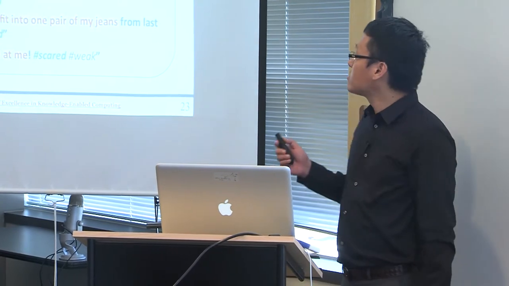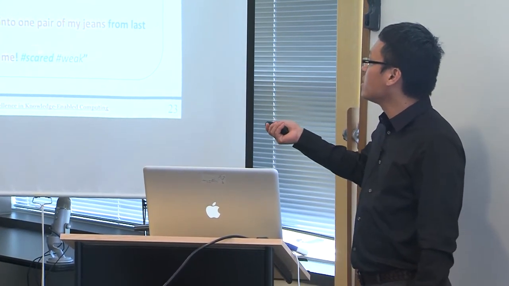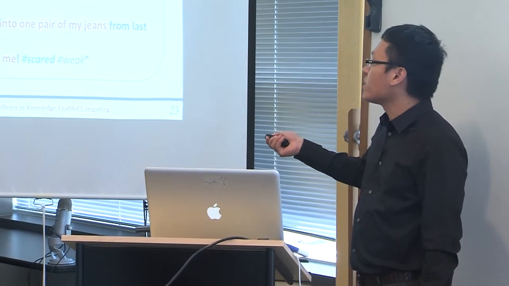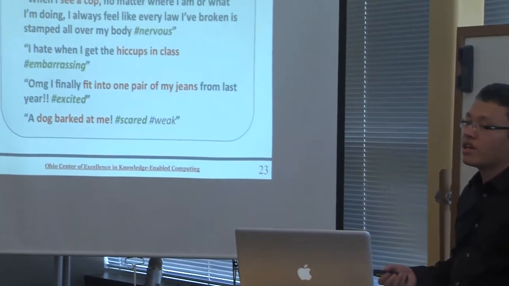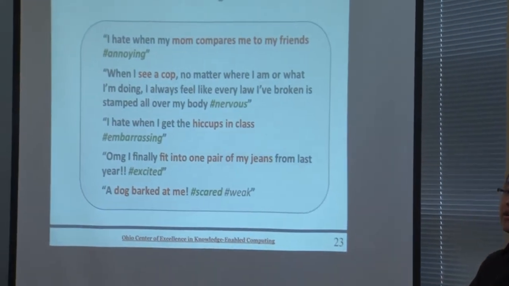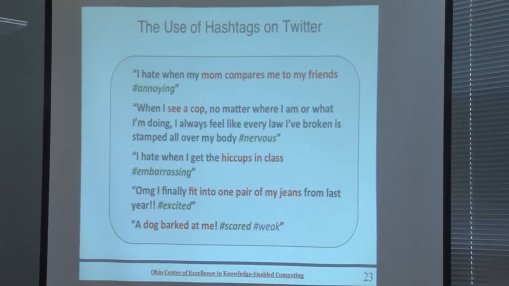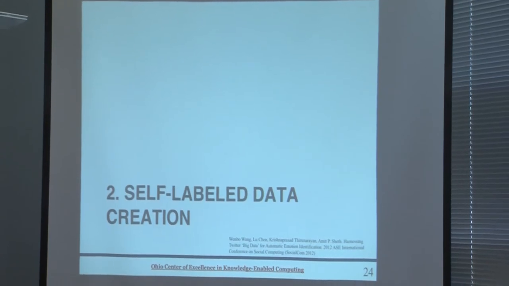Okay, so I was saying we can leverage the emotion hashtags on Twitter to infer people's emotions, and then we can remove the emotion hashtag from the tweet. So we get the input tweet and the corresponding label for training purposes. This is what I plan to talk about in the second part: how to create a self-labeled dataset for emotion identification.